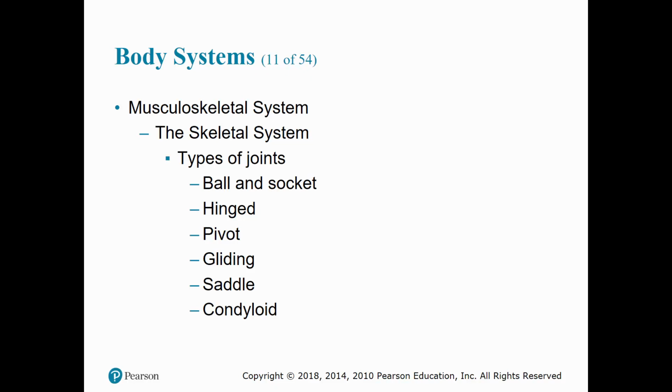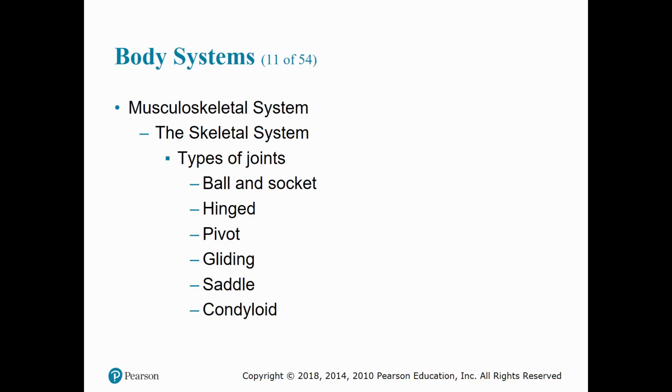Your pivot joints allow for a turning motion, such as the joints between the head and neck at the first and second cervical vertebrae. This allows you to be able to pivot your head left and right, as well as up and down. You have gliding joints. This is where one bone would slide across another, such as the joints within the small bones in your hands and feet.